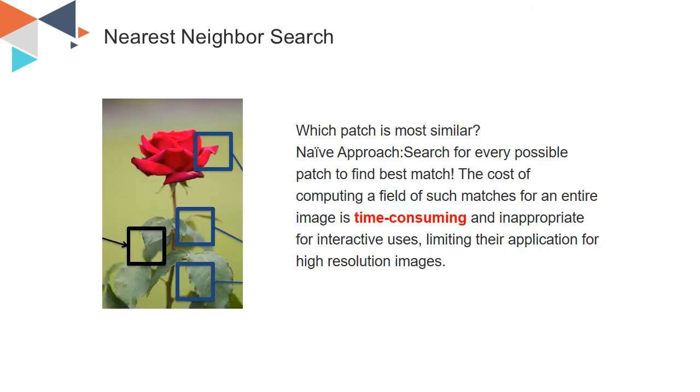In earlier studies, most of the methods were a kind of naive approach. That is to search all patches in one image region to find the most similar one. The problem of this method is it spends too much time searching. The cost of computing a field of such matches for an entire image is so high that it makes it impossible for large images. Fortunately, the researchers found a new method which is called the randomized algorithm.